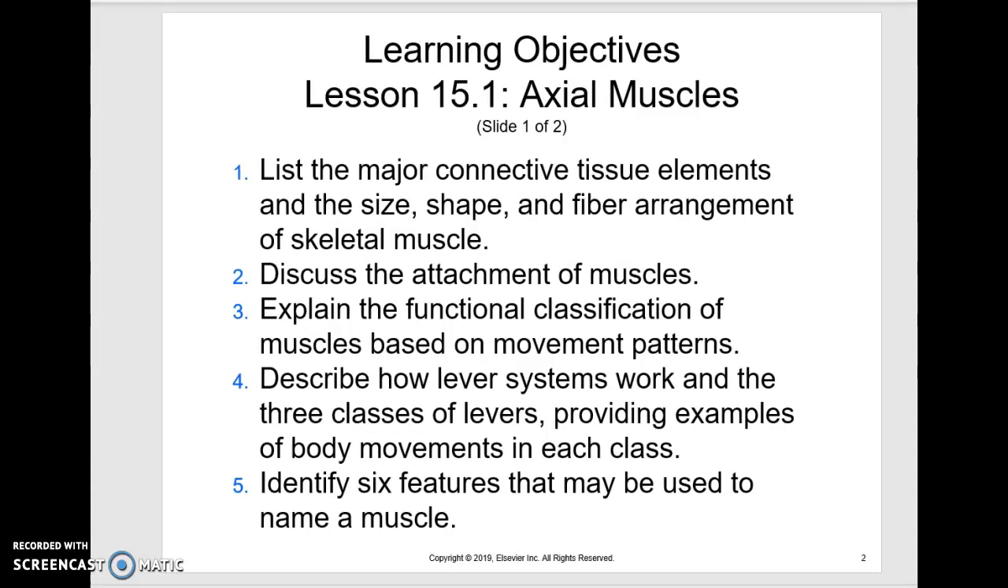So we'll look at the major connective tissue elements, the size, shape, and fiber arrangement of skeletal muscles, and how that helps determine the name. Discuss the attachments of muscles. Explain the functional classification of muscles based on movement patterns. Describe how lever systems work, the three classes of levers, and how that works within the body. Identify 6 features that may be used to name a muscle.